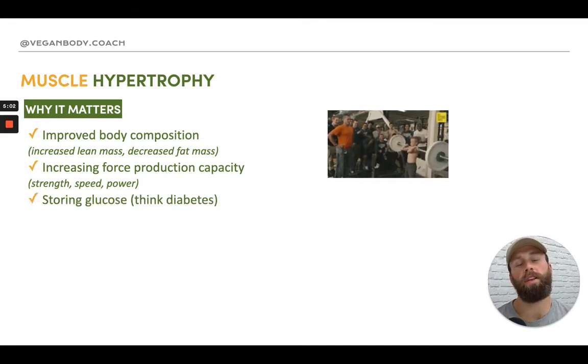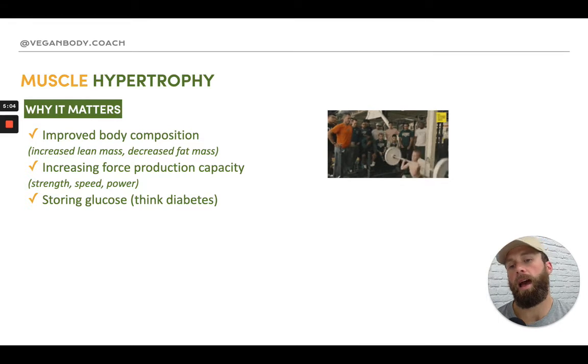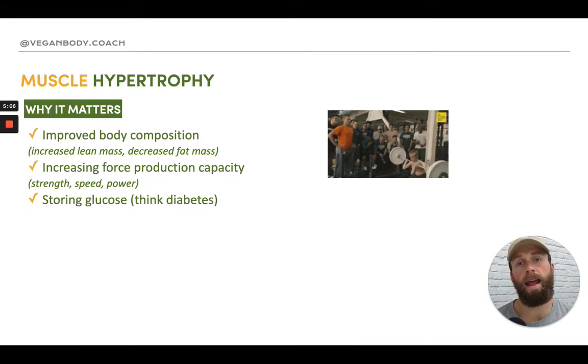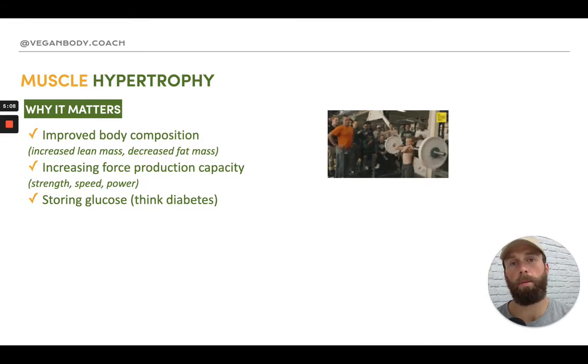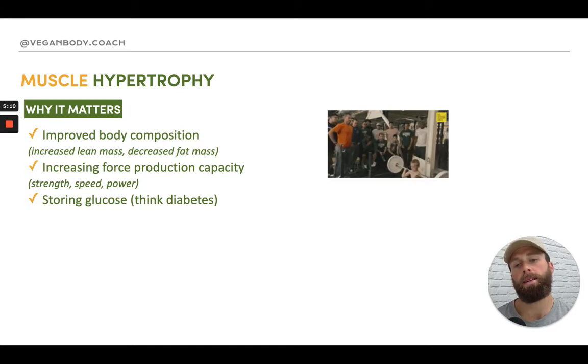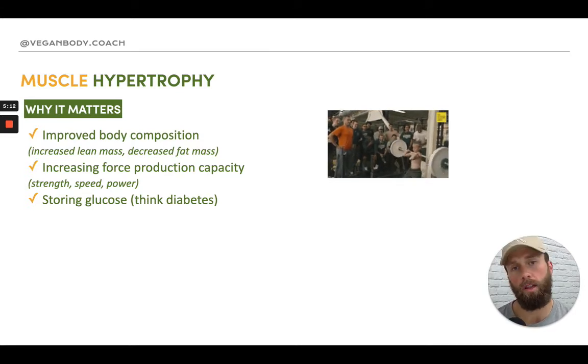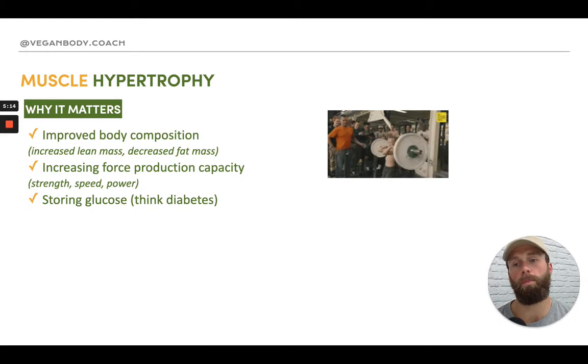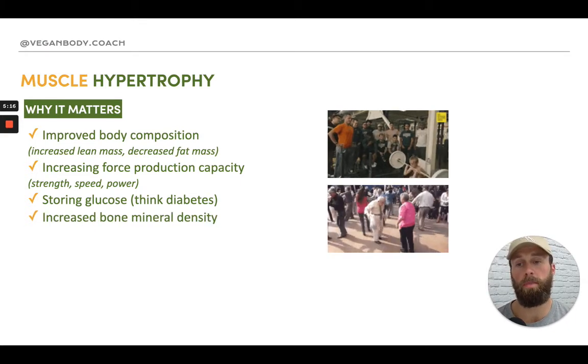Storing glucose. So think about people living with diabetes. When we have more lean tissue, that is like a sponge soaking up blood glucose and helping them to control their levels a lot better. So it's a great thing for people living with diabetes to focus on, is building some muscle mass.